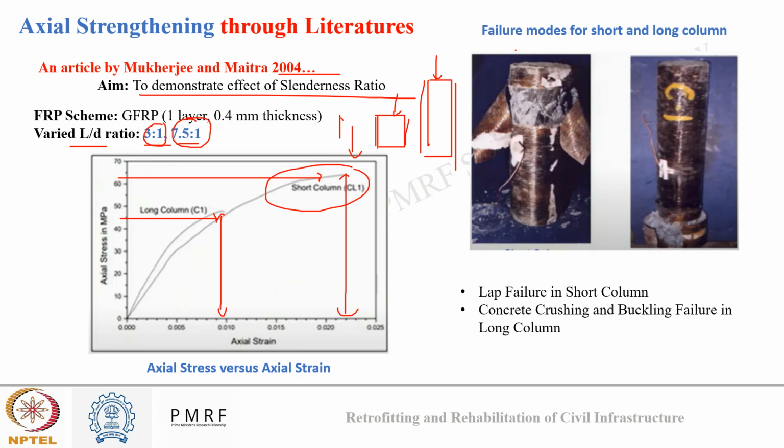Okay, and here also you can see the failure. Lap failure was observed in the short column, while concrete crushing and buckling failure was observed in the long column. So my FRP wrapping is more effective when my L by D ratio is lower.